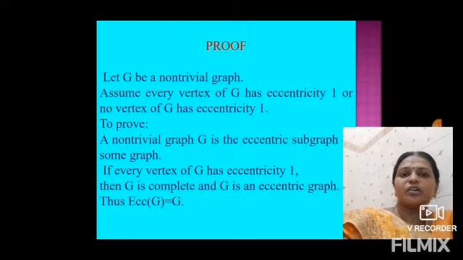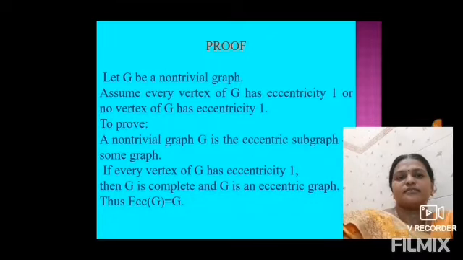To prove that a non-trivial graph G is the eccentric subgraph of some graph, if every vertex of G has eccentricity 1, then G is complete and G is an eccentric graph. Thus, the eccentric subgraph of G is equal to G.